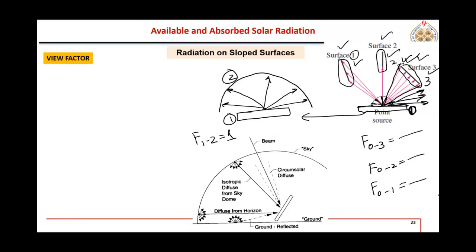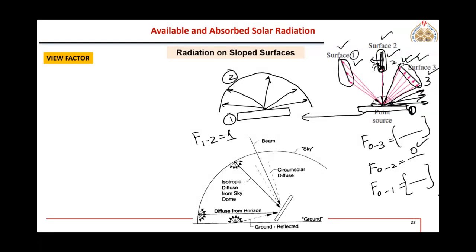f0 to 2 will be almost 0 because the area of that collector is its surface normal is here. So this portion will not receive any radiation emitted by that surface. Only this thickness of that surface will get some radiation, but the front part will not absorb any radiation. So I can say f0 to 2 is almost 0. But for others, I need to define these view factors.